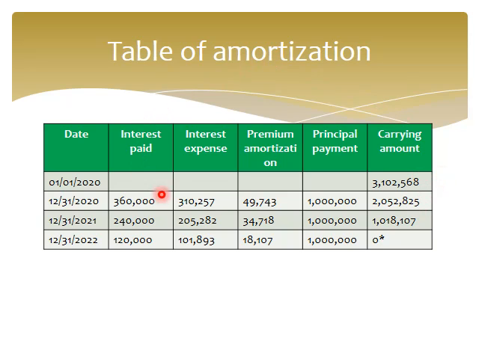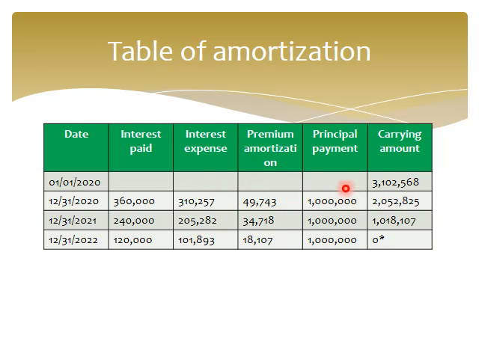So, pag gumawa tayo ng amortization table, mag-start tayo January 1, 2020. Upon issuance, we have issue price of 3,102,568 multiplied by 10%. So, we have interest expense of 310,257. Or the difference between the interest paid and the interest expense is the premium amortization. The amortization of premium on bonds payable.